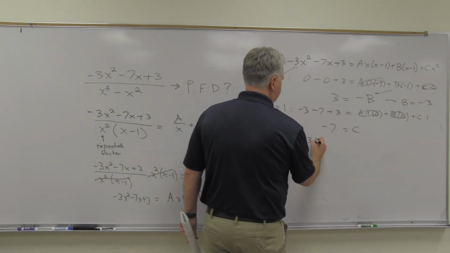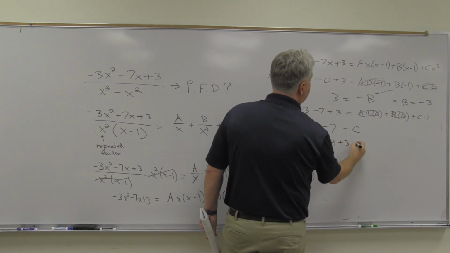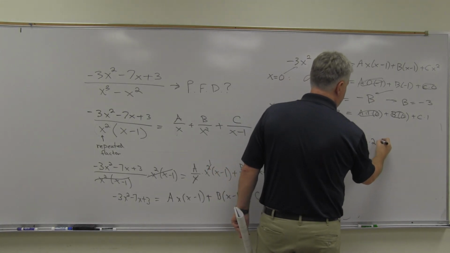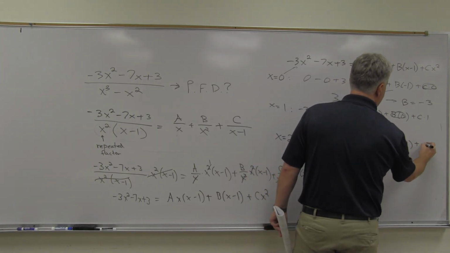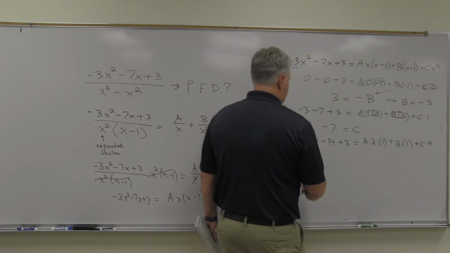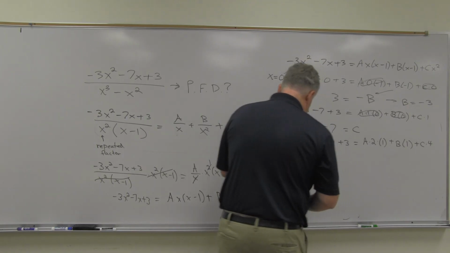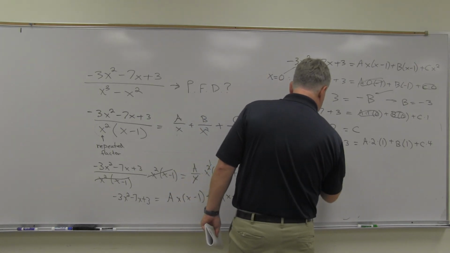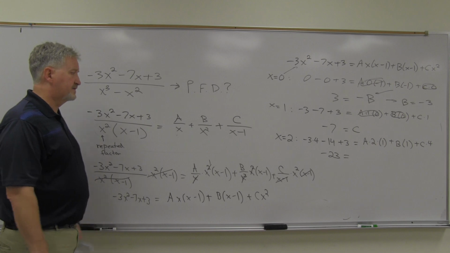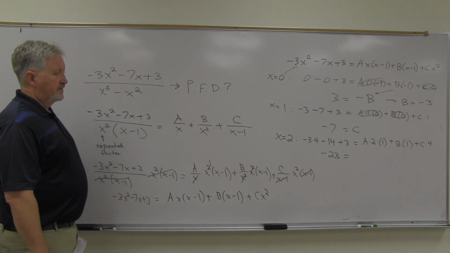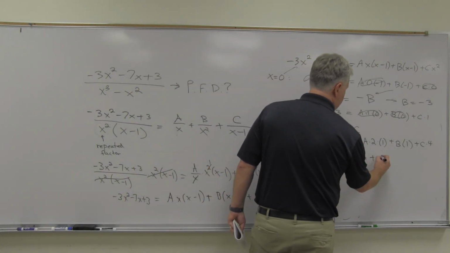All right, so it'll be negative 3 times 4, 2 squared, minus 14 plus 3, and then a times 2 times 1. That was a pretty good choice. And then b times 1, and then c times 4. Let's see, negative 12, so is that negative 23? I think so. Negative 12 minus 14 plus 3. I believe that's negative 23. And then this side we got 2a plus b plus 4c.